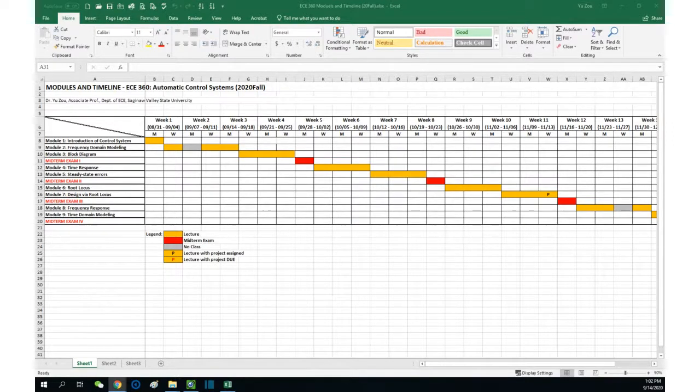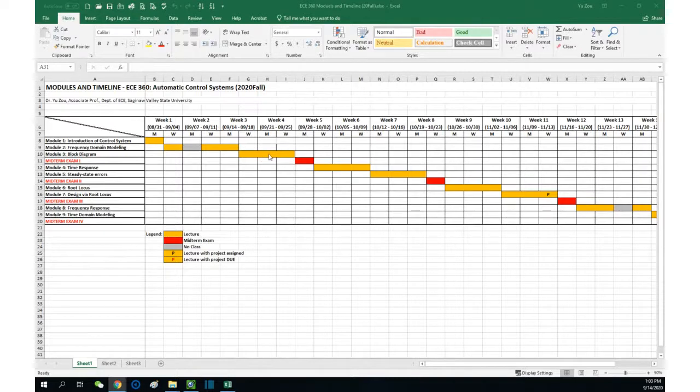Let's continue. By this Gantt chart, I hope everyone can see that we are at this particular cell, which is the very last lecture of module 2. From Wednesday on, we're going to start the third module, block diagram. By the end of the third module, we have midterm 1, which means next Monday we will have a review.